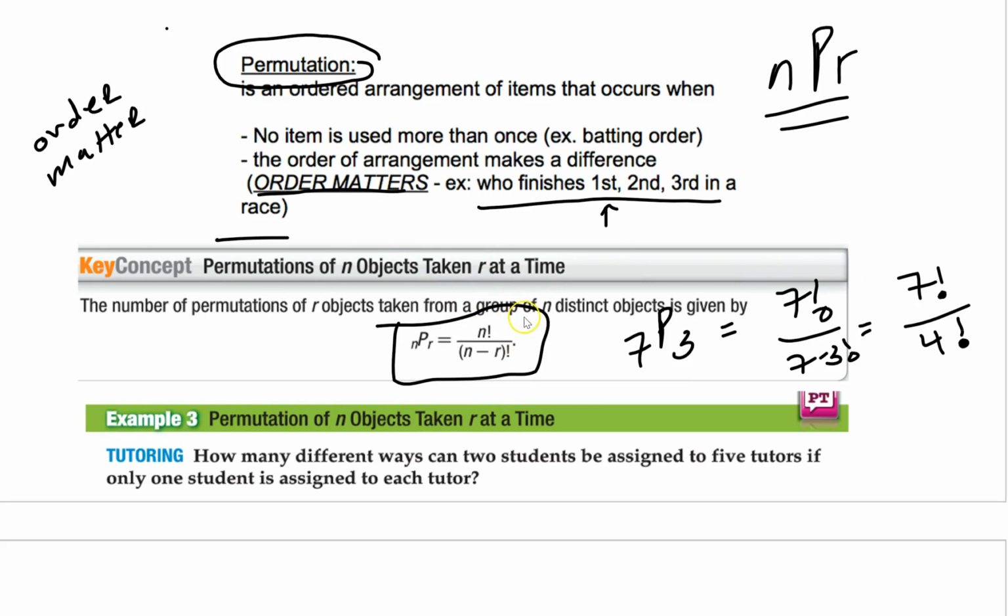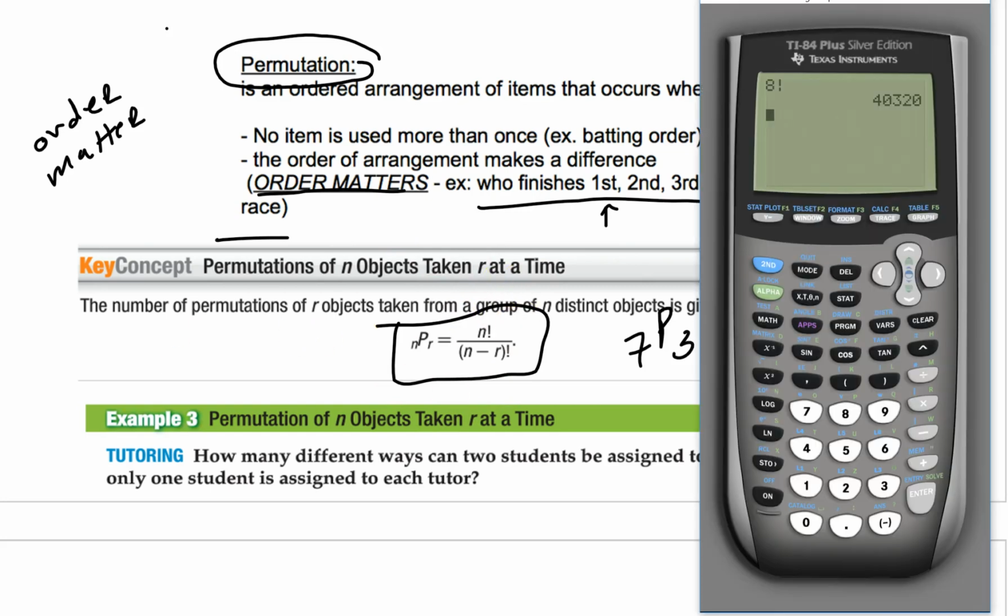Now, I'll tell you right now, most of these permutations get big, so most of the time we're just going to use our calculator. Like 7P3, we'll use 7, math, go to probability, and nPr right there, order matters, permutation, 3.